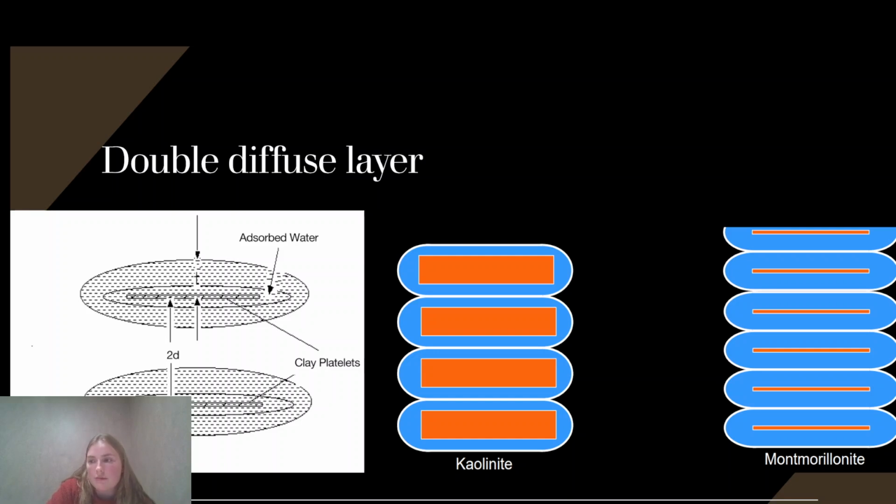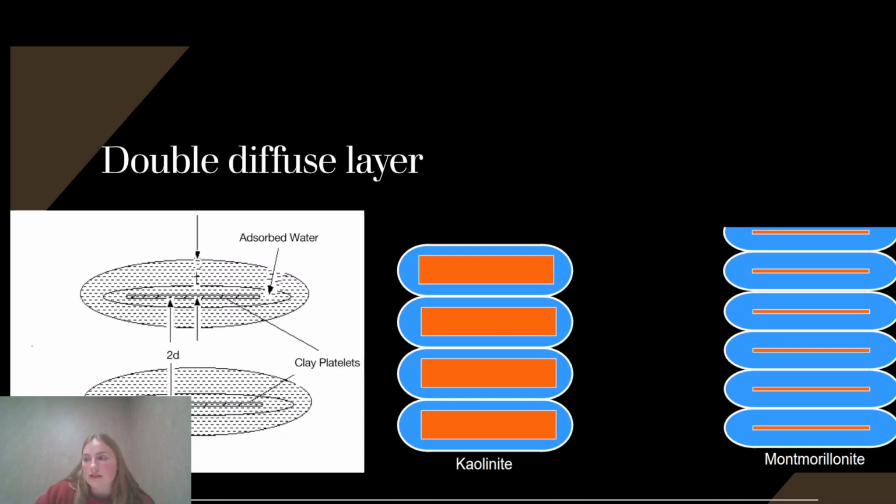So then the important thing to know is that the negative charge attracts water molecules to the surface of the clay, and they're held there by hydrogen bonding, and they create what is known as the double diffuse layer of water around each clay particle. The first layer is known as the absorbed layer, as you can see.